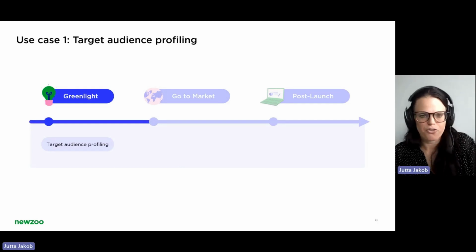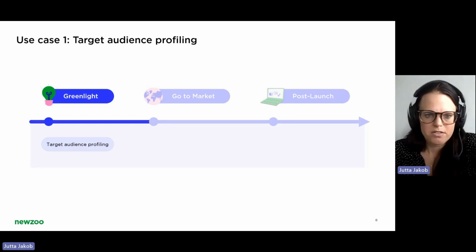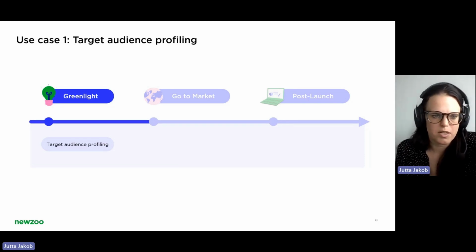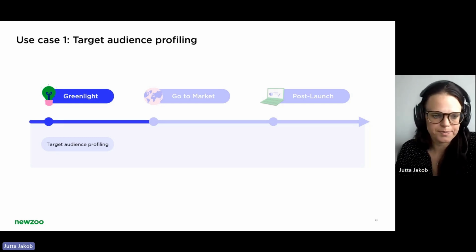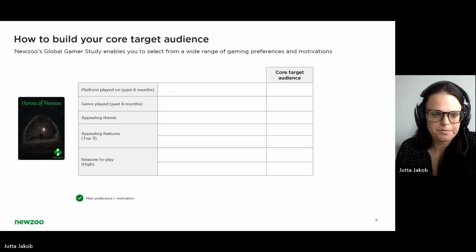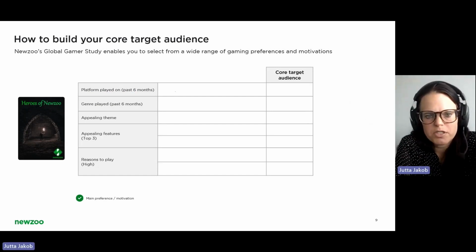So let's explore our first use case in more detail. For greenlighting our new PC console game, it is crucial that we understand our core target audience in more depth. It helps us to evaluate what the market potential of our new game concept is and who our potential players are most likely. To identify the most valuable target audience for Heroes of Newzoo, we begin by defining our core target group.